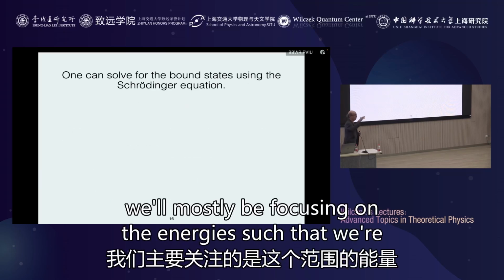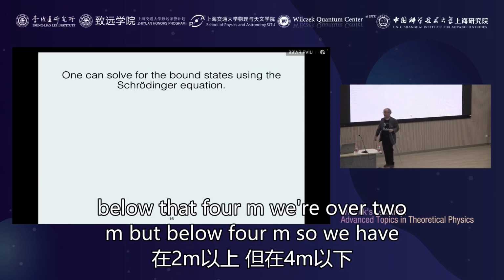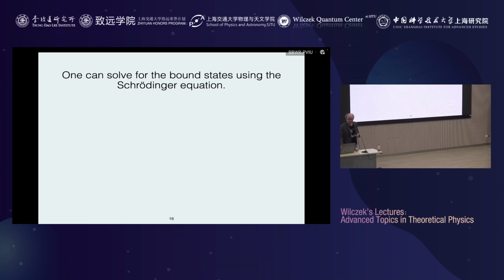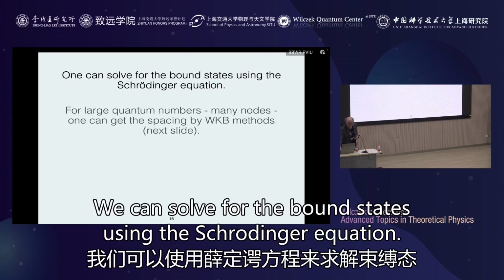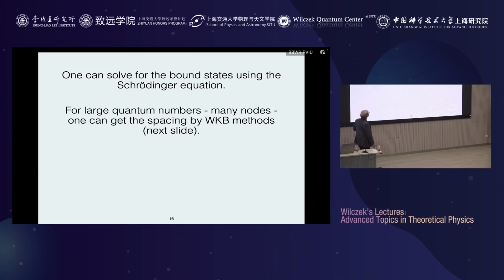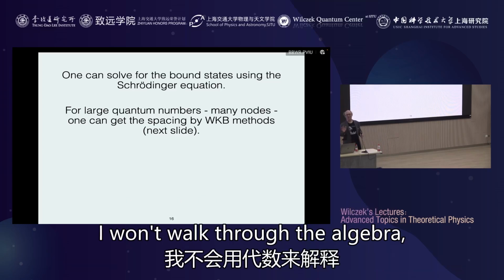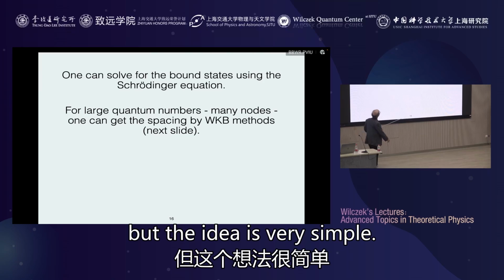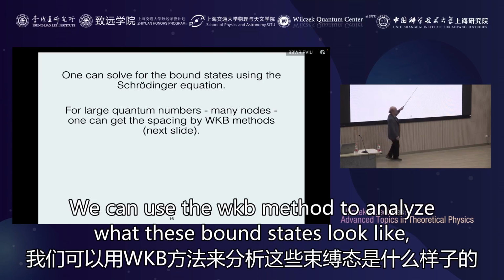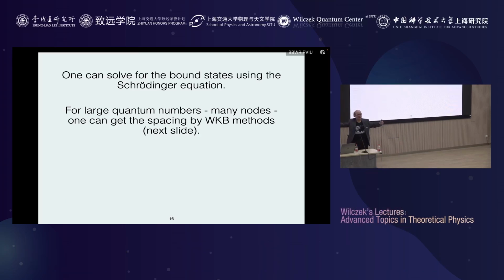But for this discussion, we'll mostly be focusing on the energies such that we're below that 4m. We're over 2m, but below 4m, so we have a discrete spectrum. So we can solve for the bound states using the Schrödinger equation. And in fact, I'll show you the derivation on the next slide. I won't walk through the algebra, but the idea is very simple. We can use the WKB method to analyze what these bound states look like.